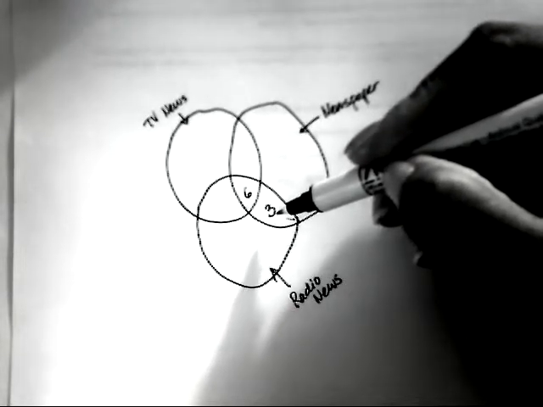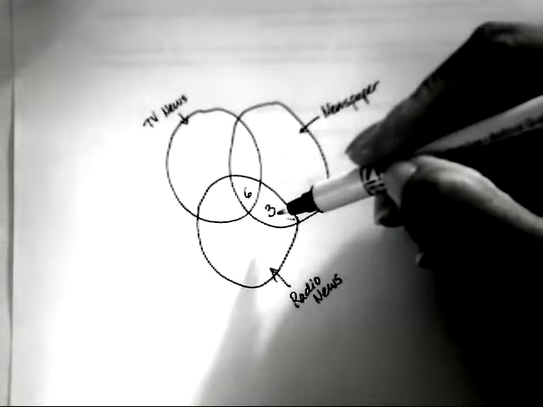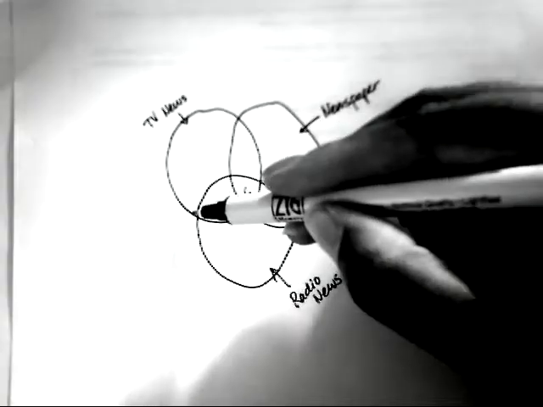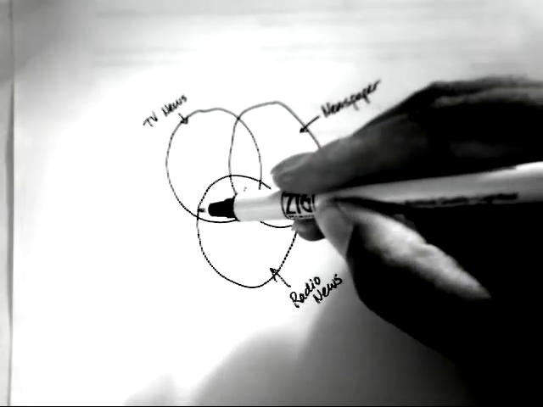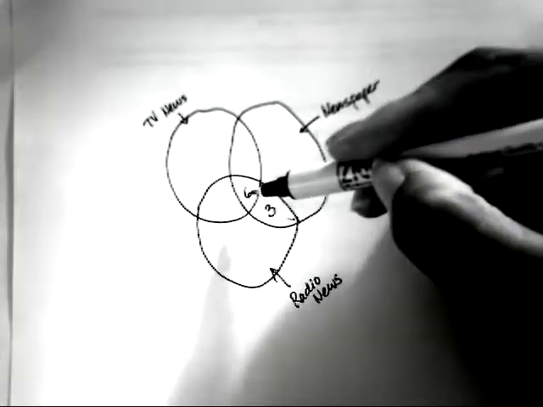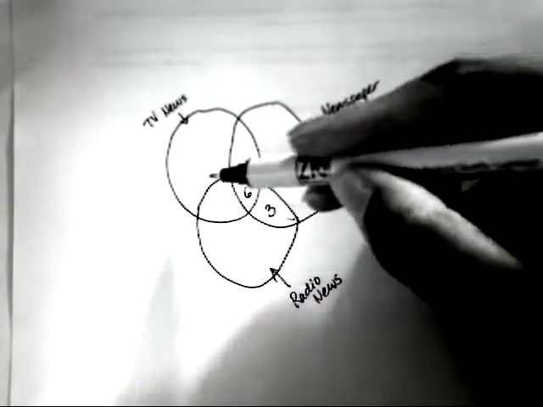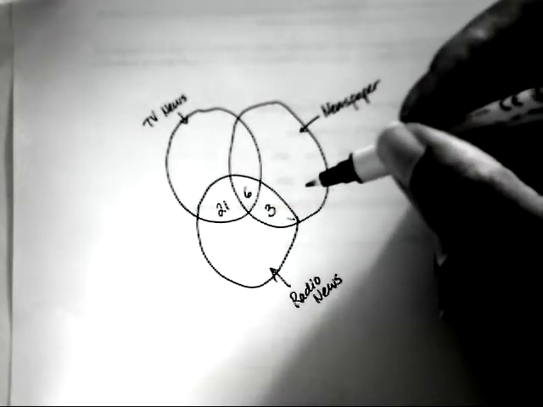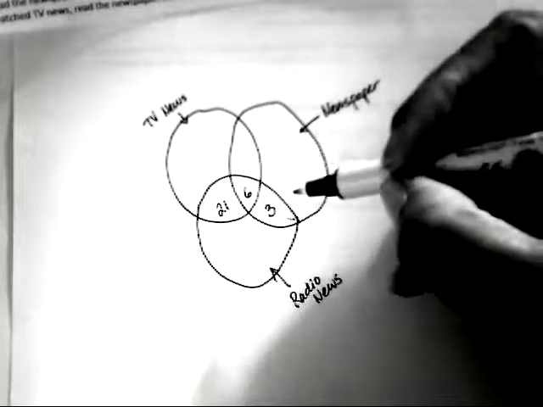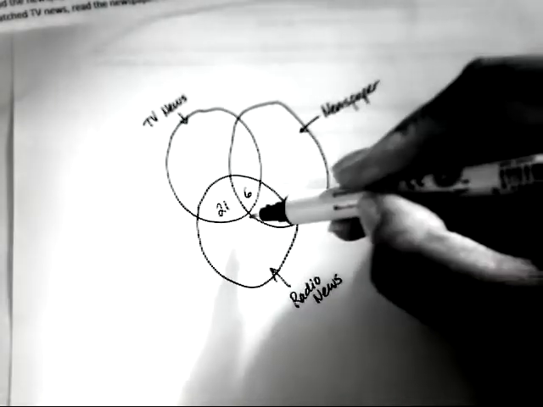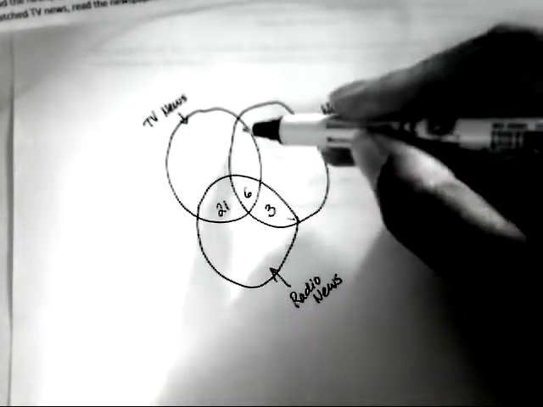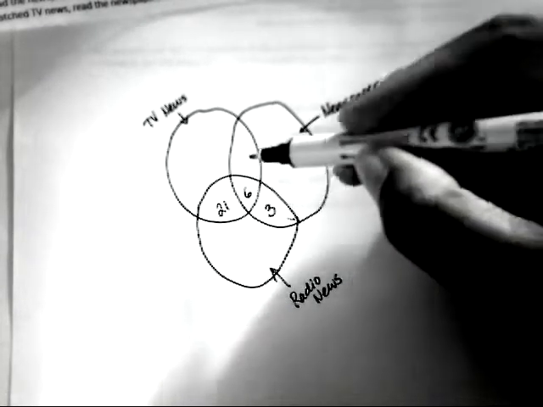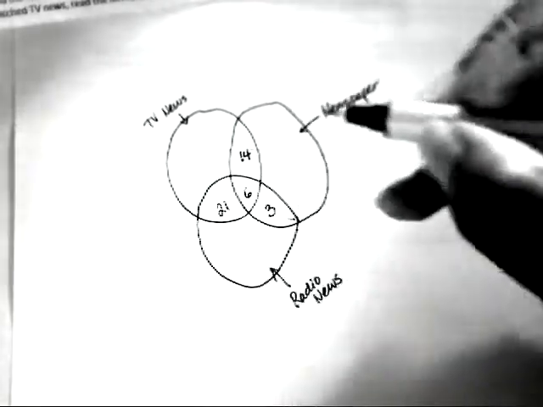And then we got 27 watched the TV news and listened to radio news. So here the intersection of TV news, which is this, and radio news, that's this. That represents 27, but we got 6 here. Subtract 6 from the 27, you're going to get 21. And then we got 20 watched the TV news and read the newspaper. Well, this intersection is for TV news and newspaper. 6 is represented by that, so subtract the 6 from the 20, you're going to get 14.